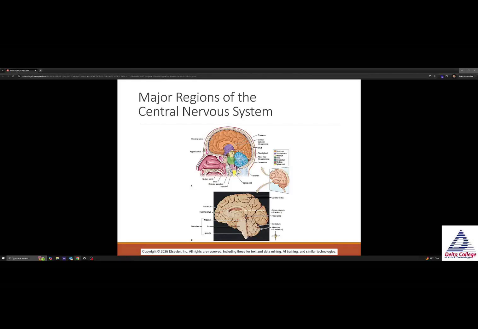You can see the spinal cord. So this is the pituitary gland that's right there back behind the nose. So you can kind of see where all of these areas are within the actual brain. And then the yellow is where the spinal cord starts and goes down into the spinal canal.